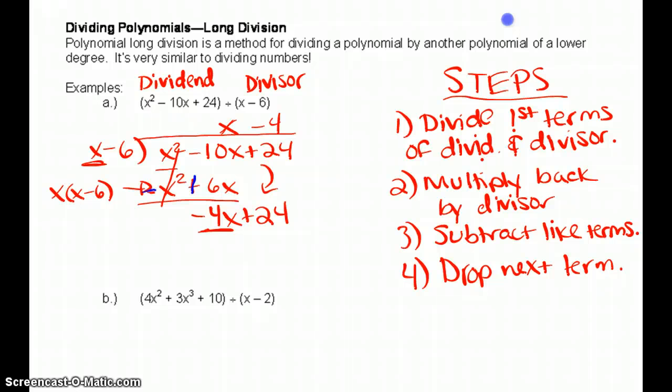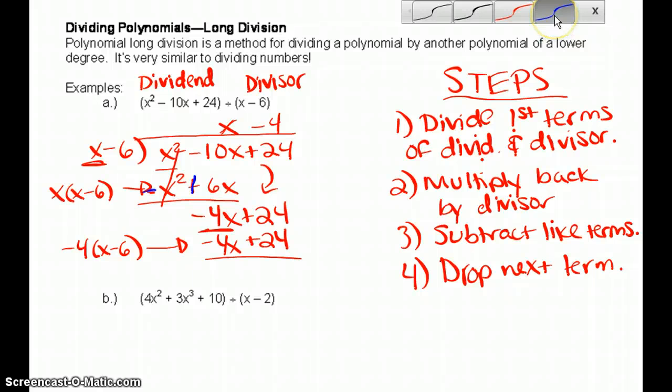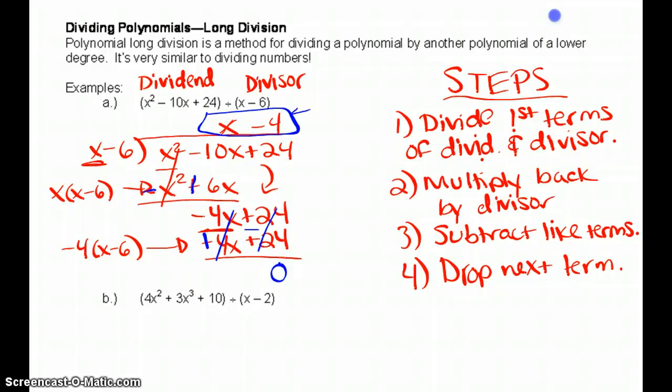And then I'm going to multiply back. And that's going to go here. So that gives me negative 4x, positive 24. So when I subtract, this cancels, and this cancels as well, which gives me a remainder of 0. So since I don't have a remainder, this right here is called my quotient. Okay, so there's my answer. All right, let's try another one.